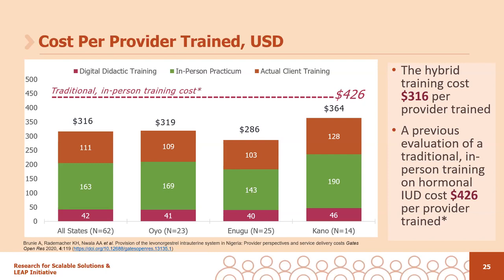As you can see here, across all states, the hybrid training approach costs about $316 per provider trained. We compared this to an earlier assessment, which found that the cost of traditional hormonal IUD training, which was entirely in-person, was about $426 per provider trained. So this indicates that the hybrid digital approach led to cost savings. Next slide, please.